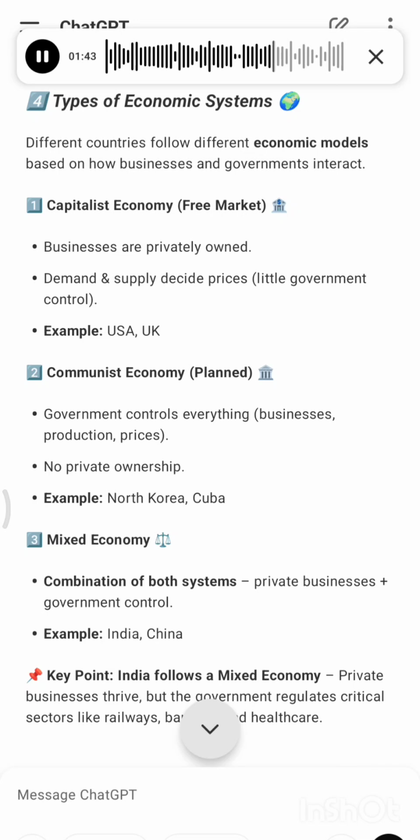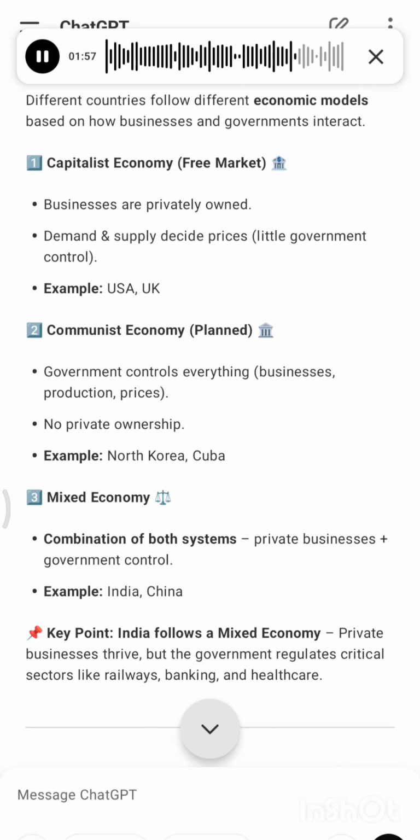Government controls everything: businesses, production, prices. No private ownership. Example: North Korea, Cuba. 3. Mixed economy: combination of both systems, private businesses plus government control. Example: India, China. Key point: India follows a mixed economy. Private businesses thrive, but the government regulates critical sectors like railways, banking, and healthcare.